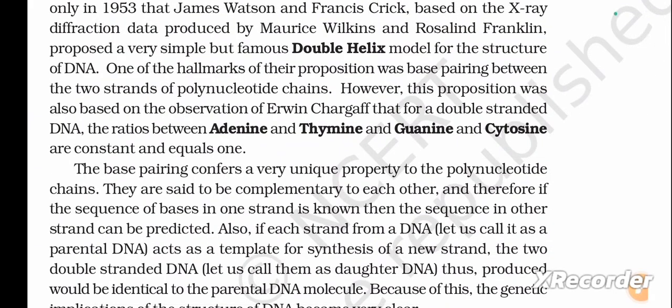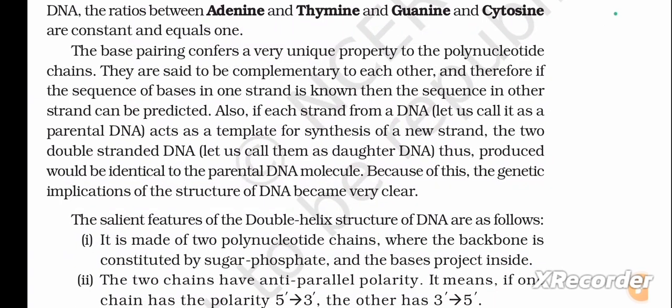One of the hallmarks of their proposition was base pairing between the two strands of polynucleotide chains. However, this proposition was also based on the observation of Erwin Chargaff that for a double-stranded DNA, the ratios between adenine and thymine and guanine and cytosine are constant and equal 1. The base pairing confers a very unique property to the polynucleotide chains. They are said to be complementary to each other, and therefore if the sequence of bases in one strand is known, then the sequence in the other strand can be predicted.